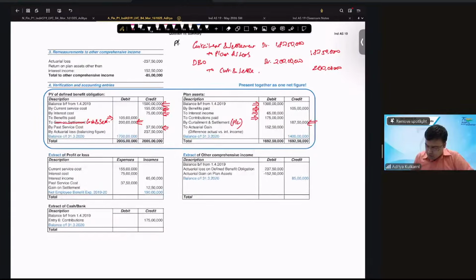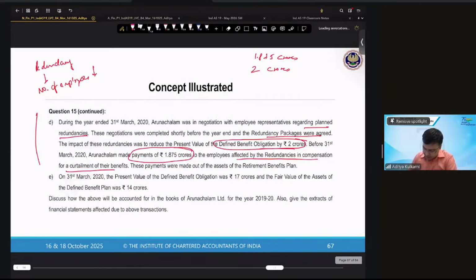Ayush, Leela, Bibhu, did you understand? Yes, sir. All right. So in effect, the curtailment and settlement activity has given the company a benefit of 12 lakh 50,000. We call it a gain on settlement. Okay? So that takes care of this paragraph.